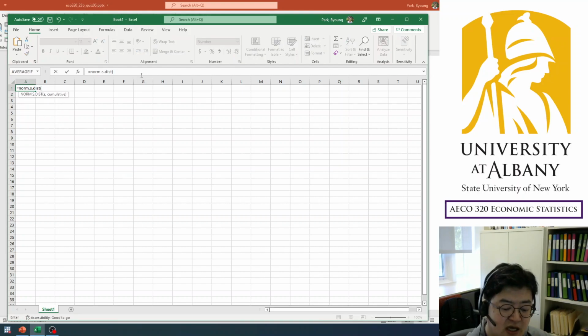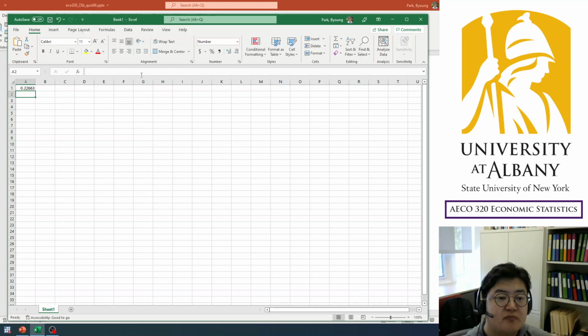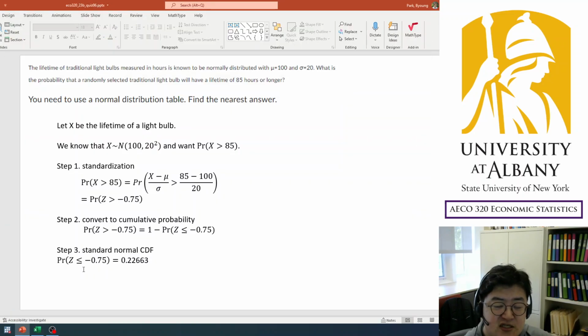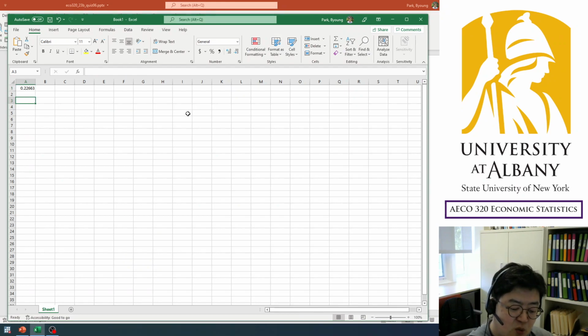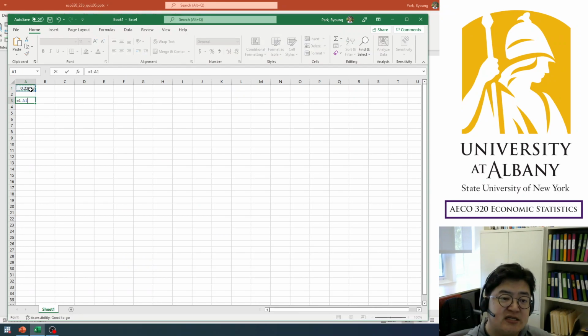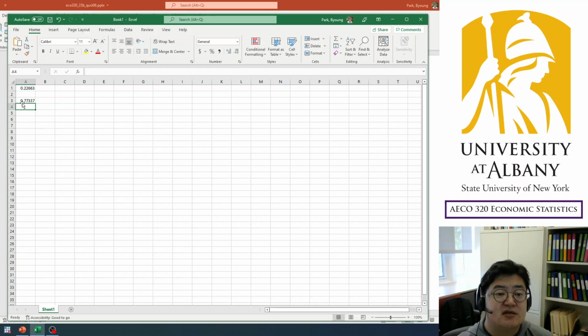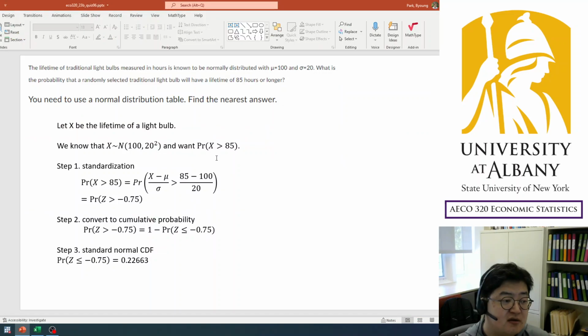Norm.s.dist. Now the value we are interested in is minus 0.75 and true. You get 0.22663. That is the cumulative probability we need. But what we need in the end is 1 minus that. That is 0.77337. So nearly 77% of light bulbs last longer than 85 hours. Okay.